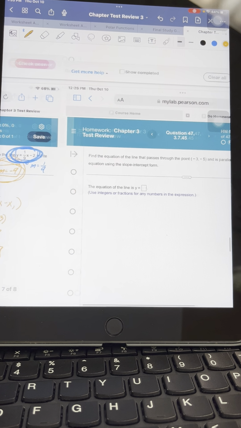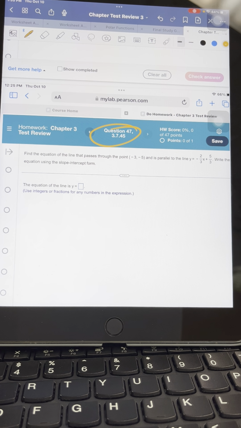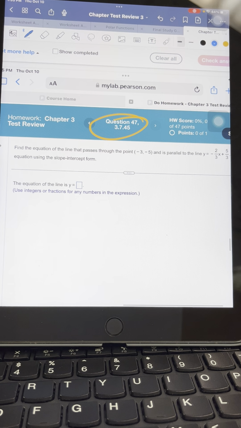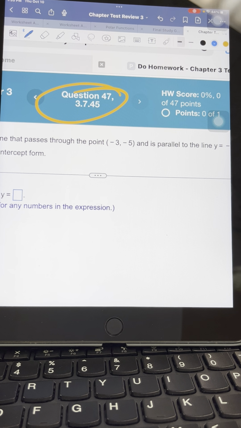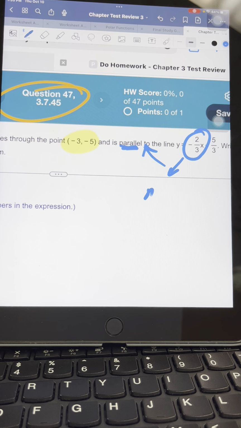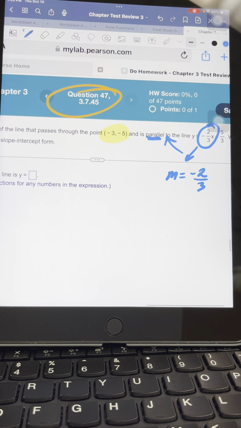Okay. So now, once again, find the equation. This is the last one. Find the equation of the line that passes through this point right here, that is parallel to this line. So since it's parallel, what do I want my slope to be? I also want it to be negative 2 over 3. So now I'm just going to plug these points and this slope into my what? Point slope form.